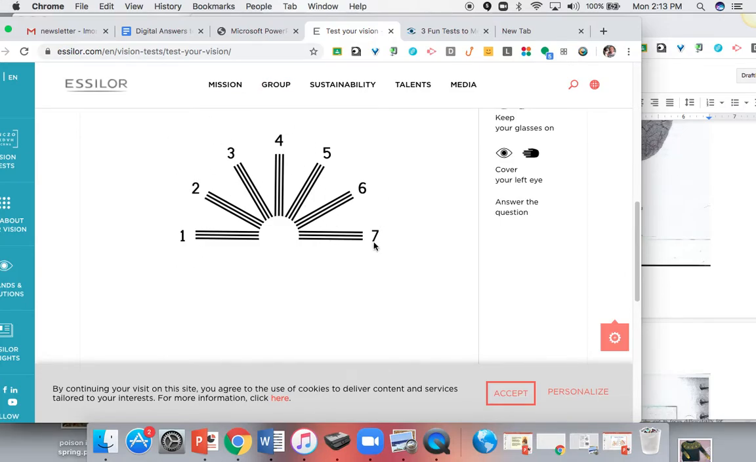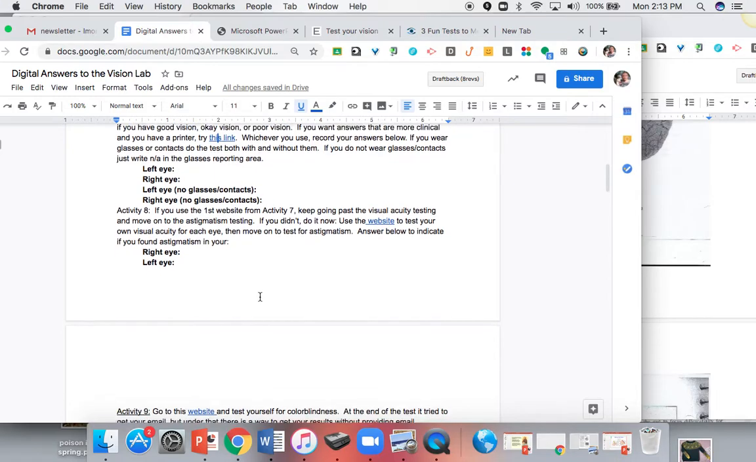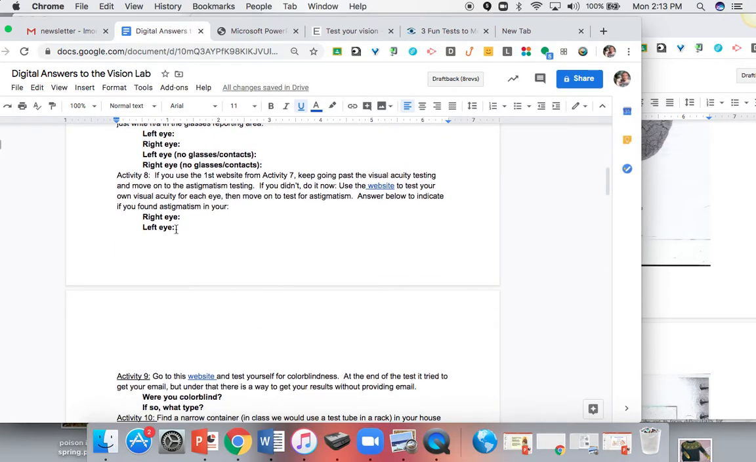I will say that for mine, I've never had an astigmatism before, but today I tested positive for that, so that's fun. Better astigmatism than COVID, right?